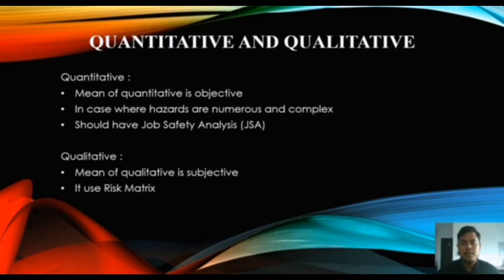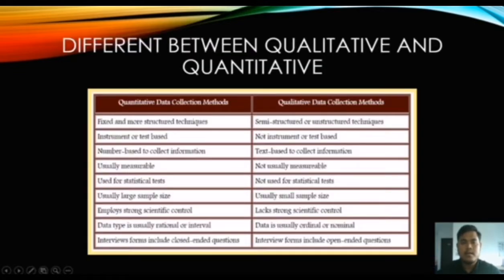Today, I would like to explain about the quantitative and qualitative. For the quantitative, the meaning of quantitative is objective. In cases where hazards are numerous and complex, there should be safety and analysis, which is GSA. For the qualitative, the meaning of qualitative is subjective. It uses a risk matrix. Okay, now, the difference between qualitative and quantitative.